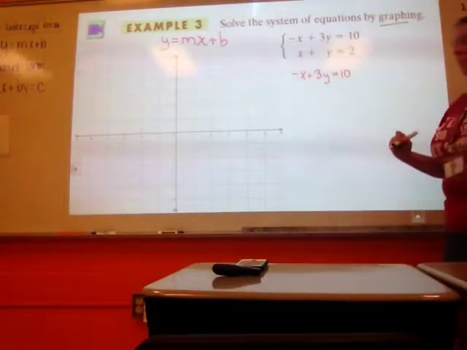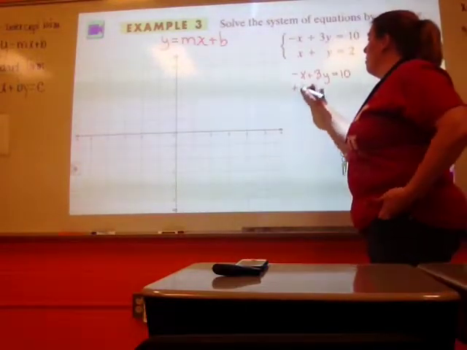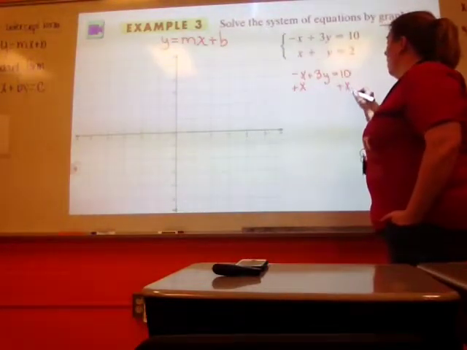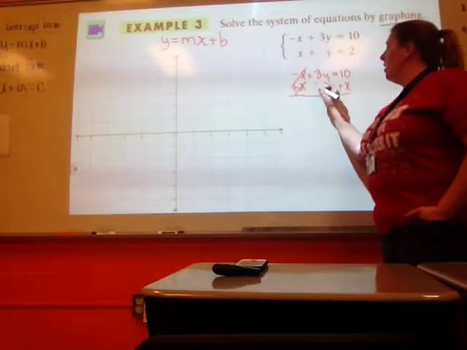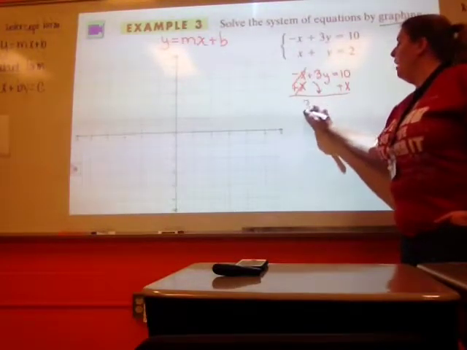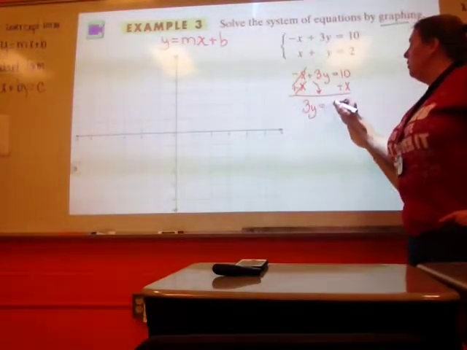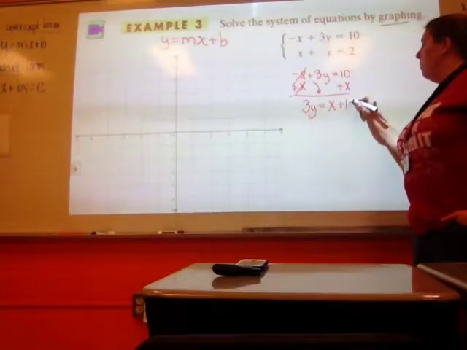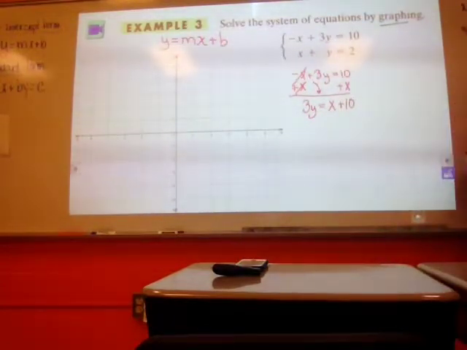What do you want to do? Add x. Add x to both sides. Those are going to cancel. Going to drop that down. It's going to leave me with 3y is equal to x plus 10. Have I solved for y? No. How do you propose we do that?